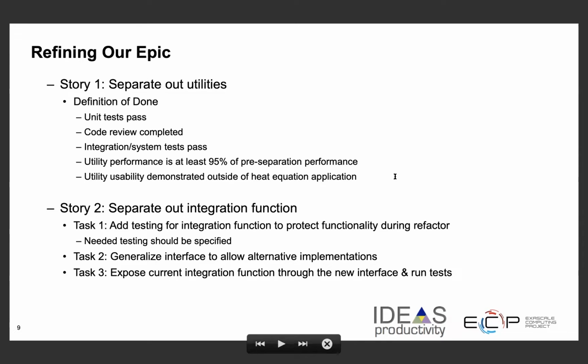Story 2 gives a list of the tasks that will be needed to complete the story of separating out the integration function. And we've added 3 tasks. The first task was adding testing for the integration function to ensure that it works properly. The second is generalizing the interface. And the third is exposing the integration function so that other applications or interfaces could use it. So you can definitely add more tasks should you need to, and personalize it a little more, depending on how many people you have in your team, and how it works out to break the task between different people, and so on and so forth.